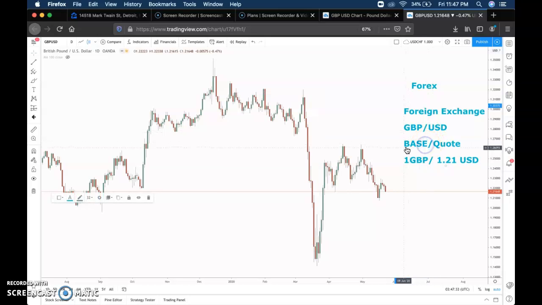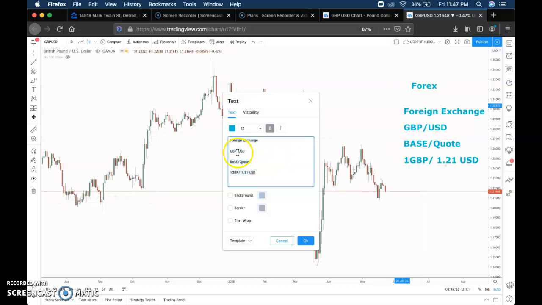So base is always one. Whenever you're looking at a currency pair, just know that, like here, GBP USD is one Great British Pound to whatever the quote is. You find the quote here, which is the current market price. So it's 1.21648, so $1.21 is what they would give you at the currency exchange.